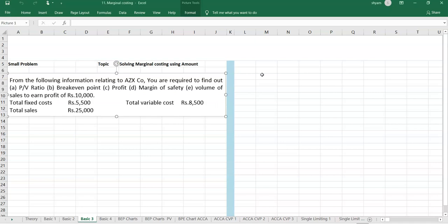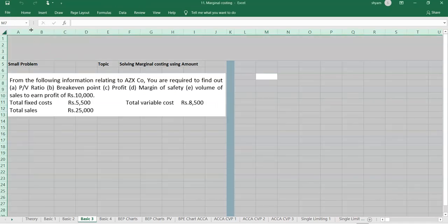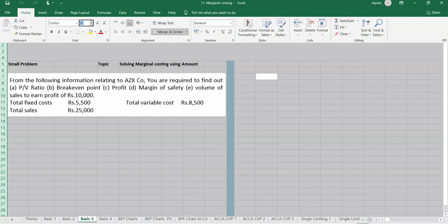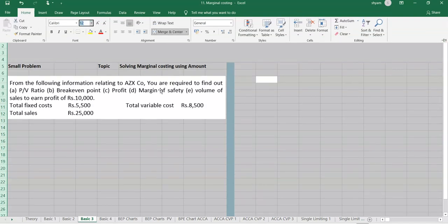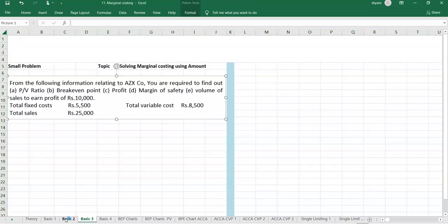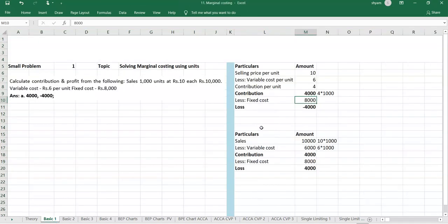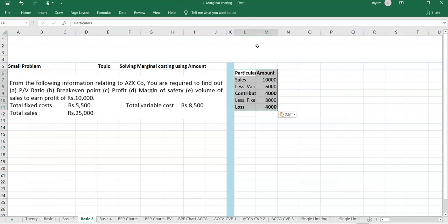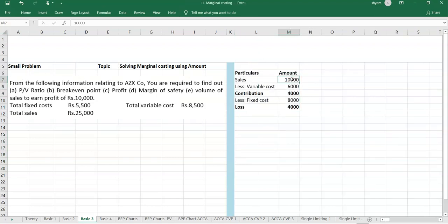So if you see here, in this problem they have not given us units. Without giving the units we have to work out this problem. In the earlier problem we had units, but here we do not have units. So if we don't have units, how will we proceed? Marginal costing is quite flexible, so whether you have units or not, you can easily find the answers. First let's see what the requirements are.